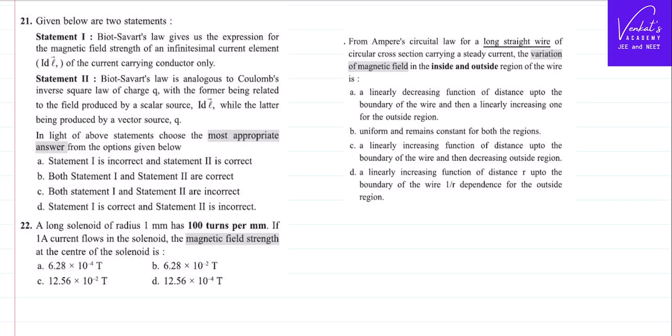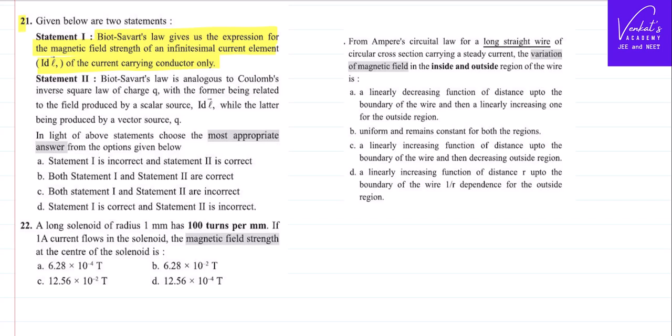Here in this video we are solving two or three simple questions based on moving charges and magnetism. The first question is this: Biot-Savart's law gives an expression for the magnetic field strength of an infinitesimal current element of the current carrying conductor only, right? So this is a correct statement actually.